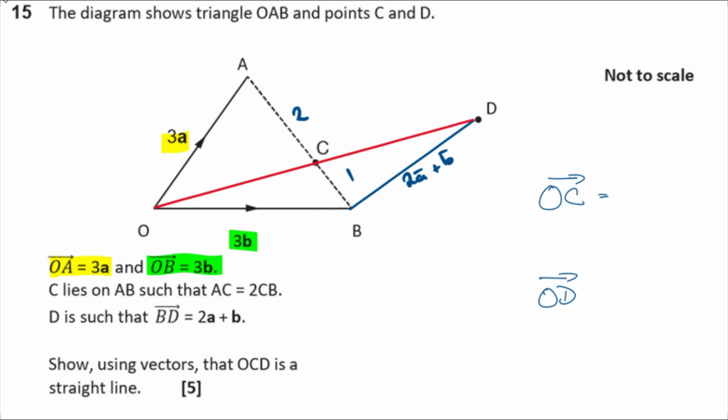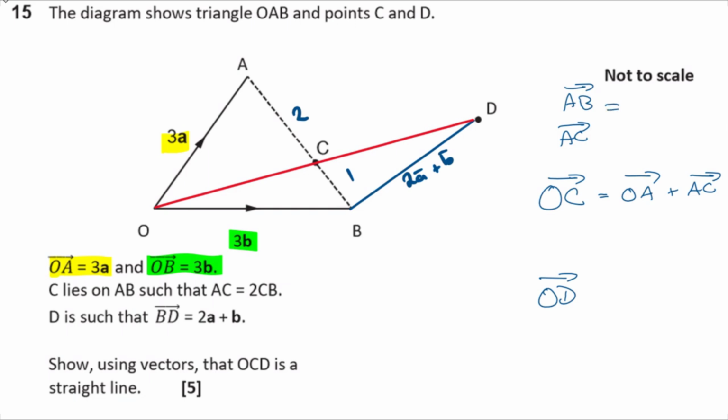Now, if I want to go from O to C, I need to go along routes that I know about. So probably I'm going to go along here and then down there, aren't I, to C. Okay? So O to C is going to be O to A plus A to C. Okay? But what is A to C? A to C is a fraction of A to B. And what's A to B? Let's find A to B first. Once we know A to B, we'll find A to C. And once we've got A to C, we can find O to C.